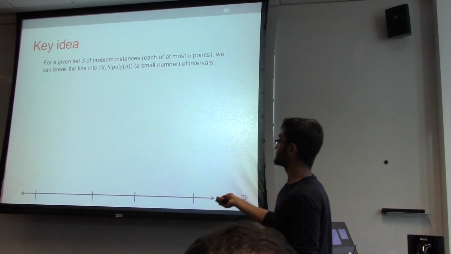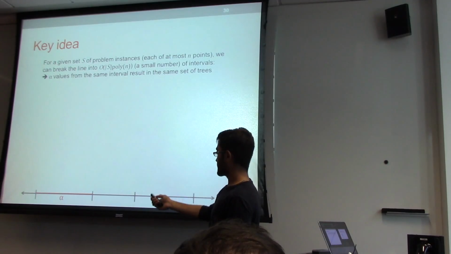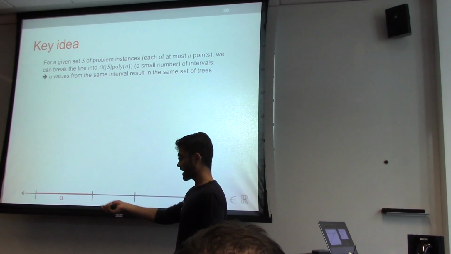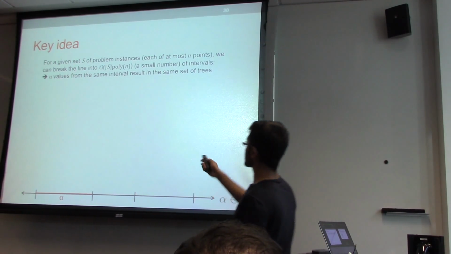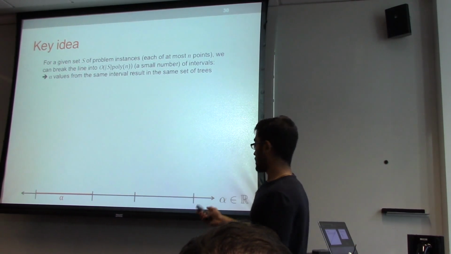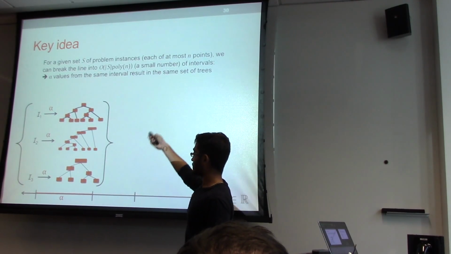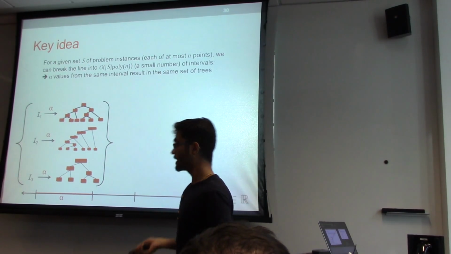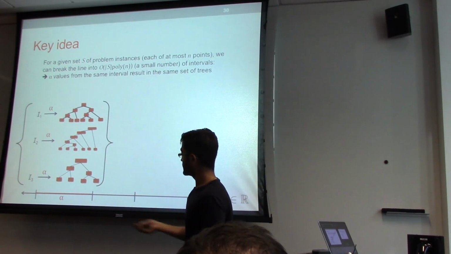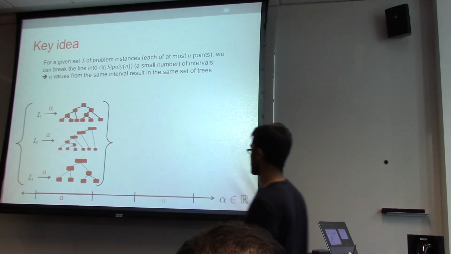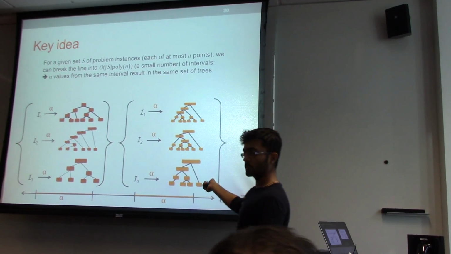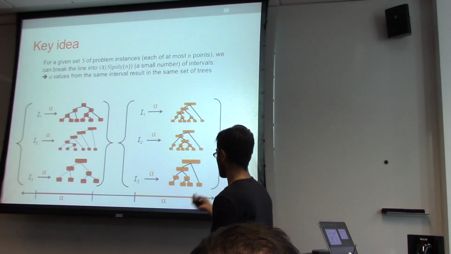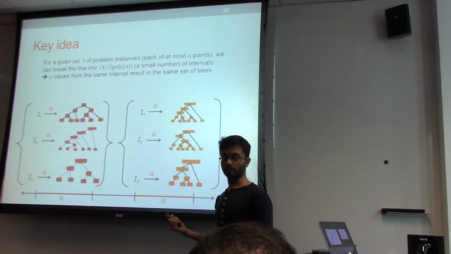So what is cool about these intervals? If I change the value of alpha within a particular interval, it's going to result in the same set of trees. The trees that I get on different problem instances will of course be different, but as I vary alpha over this interval, this set of trees is not going to change. But recall that if I were to jump to an adjacent interval, I have really no clue how this set of trees is going to change, but within that interval it is going to be the same set of trees.